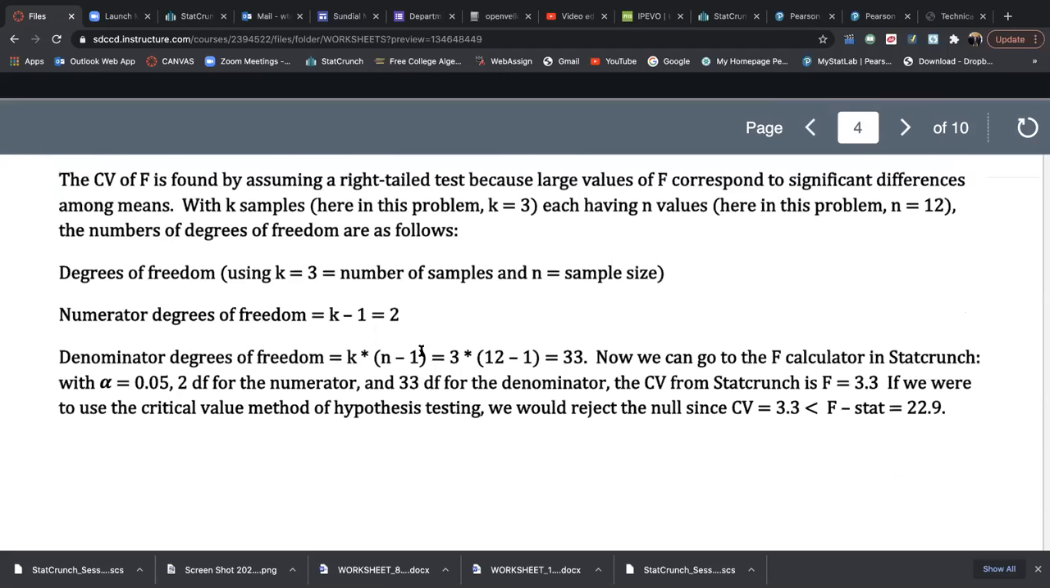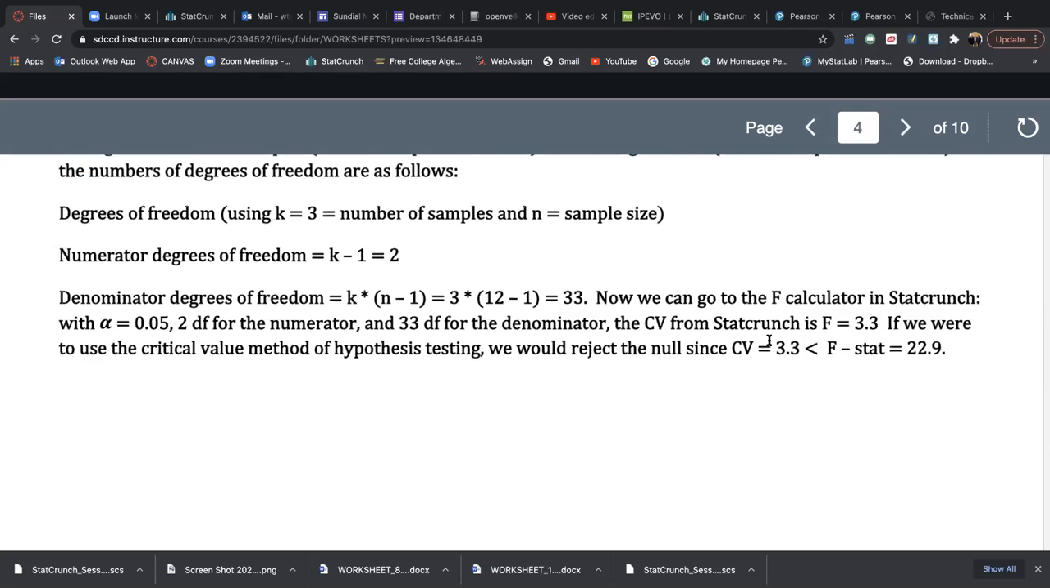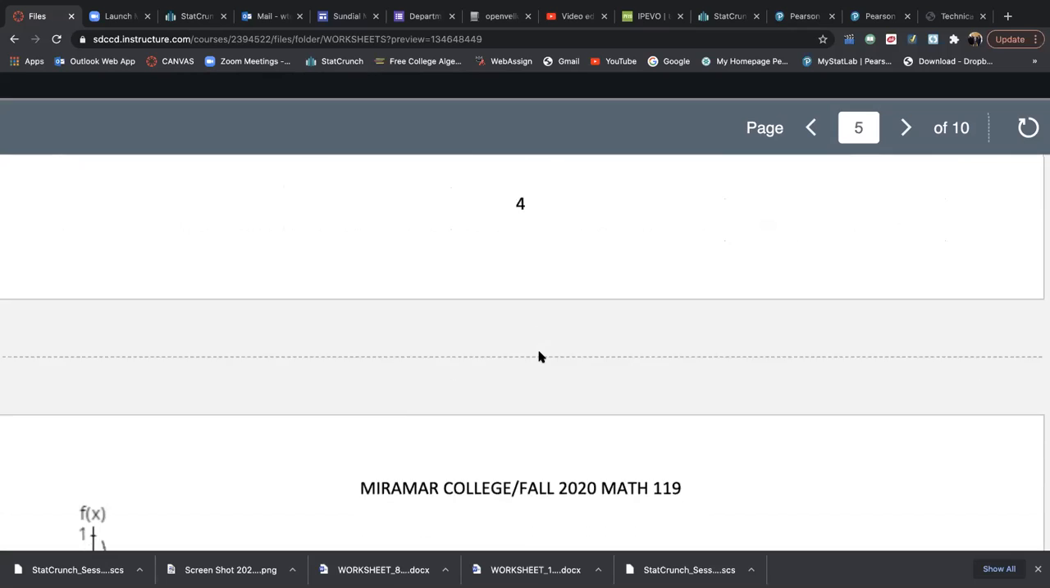Okay, so again, for our critical value, we need to calculate what the degrees of freedom are for the numerator and the denominator. K is 3 here over the 3 states, and K minus 1 is 2, and K times N minus 1 is 3 times 12 minus 1, that gives us 33, okay? So if we pull up our F calculator in StatCrunch, let me show you that here in the document.